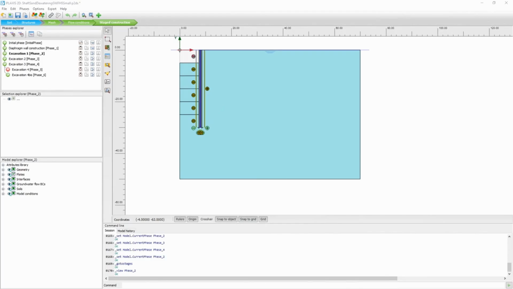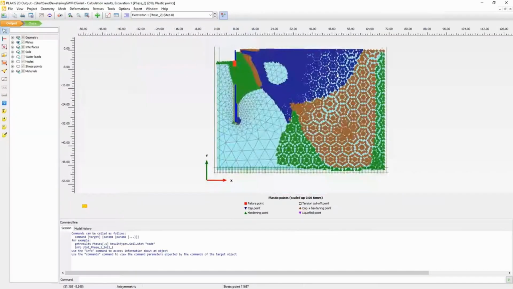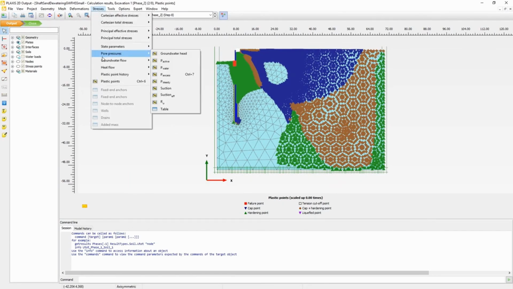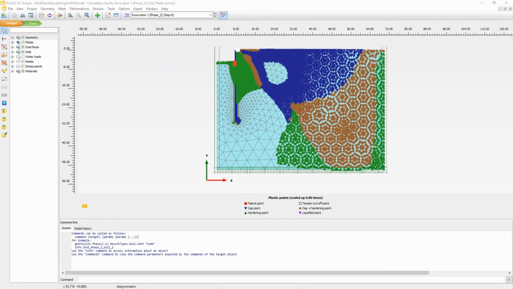Sorry for that. And so these are the plastic points. We have a lot of plastic points, but again, we need to realize that most of those plastic points here are not relevant.